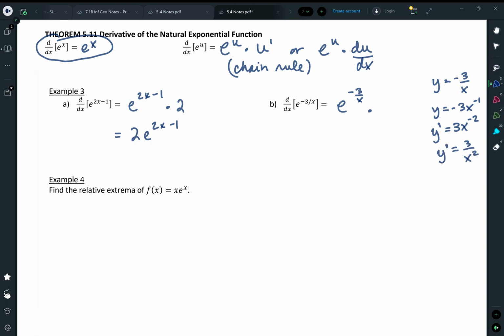Okay. Now I can go back and I can finish this problem. So I have e to the negative 3 over x power times my derivative of the exponent, and now I know what that is, right? It's right here. So I'm just going to write times 3 over x squared. And it might look prettier if I wrote 3 times e to the negative 3 over x power divided by x squared. And maybe I should do something with that negative exponent. I don't know. We'll just leave it.